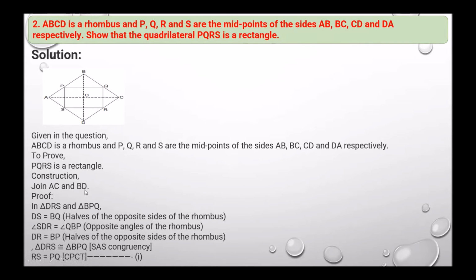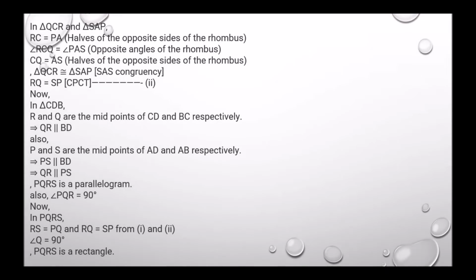Proof: in triangles DRS and BPQ, DS and BQ are halves of the opposite sides of the rhombus. Angle SDR and angle QBP are opposite angles of a rhombus. DR equals BP, halves of the opposite sides of the rhombus. So, triangle DRS is congruent to triangle BPQ by SAS congruency. So, RS equals PQ by CPCT. This is our first result.